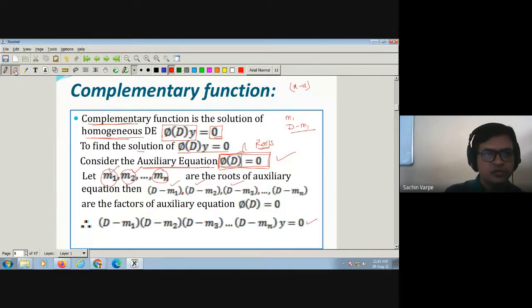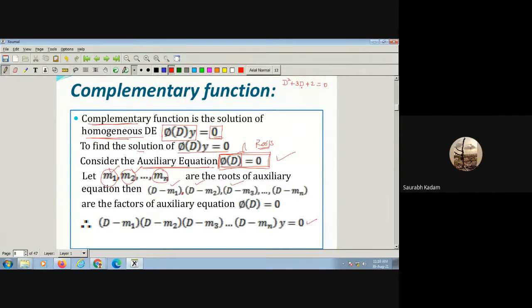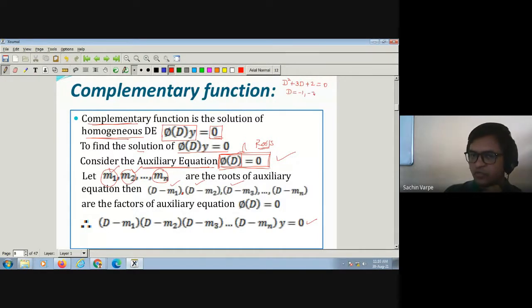For example, let me show you here. Suppose I have the equation D square plus 3D plus 2 equal to 0. So what are the roots of this equation? We know there are several methods to solve this, isn't it? Minus 2 and minus 1, exactly. D equal to minus 1 and minus 2, right? So these are the roots.